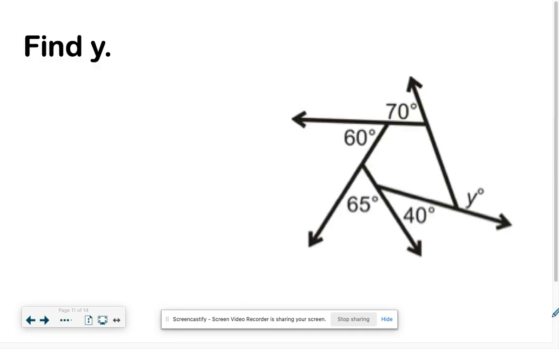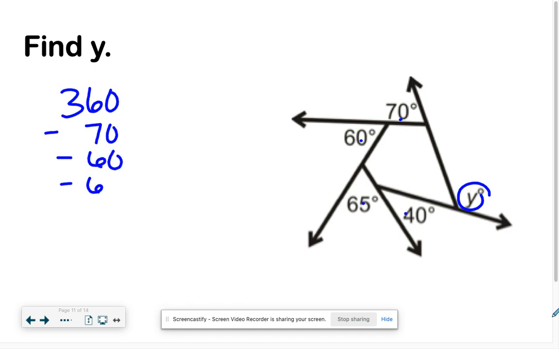So on this next one, we're just looking for the missing outside angle here, this y. So what do all of these have to add to? 360. All right, so you can just subtract away. Then we can compare what we get. Let me know. What'd you get? 125. Okay, same thing. Anyone else?